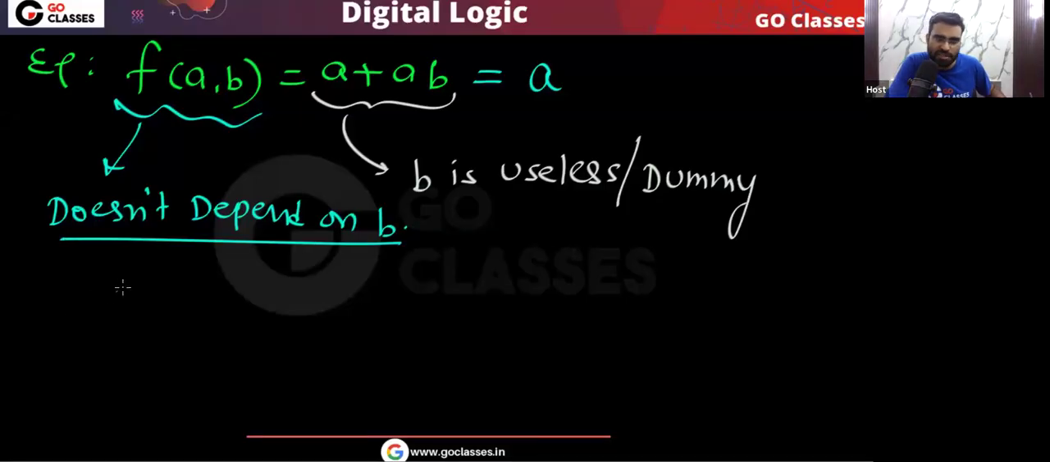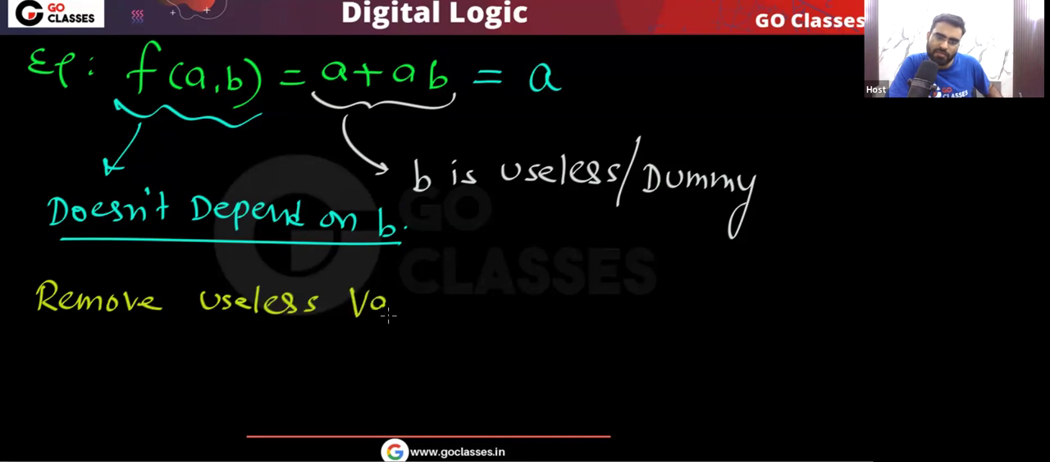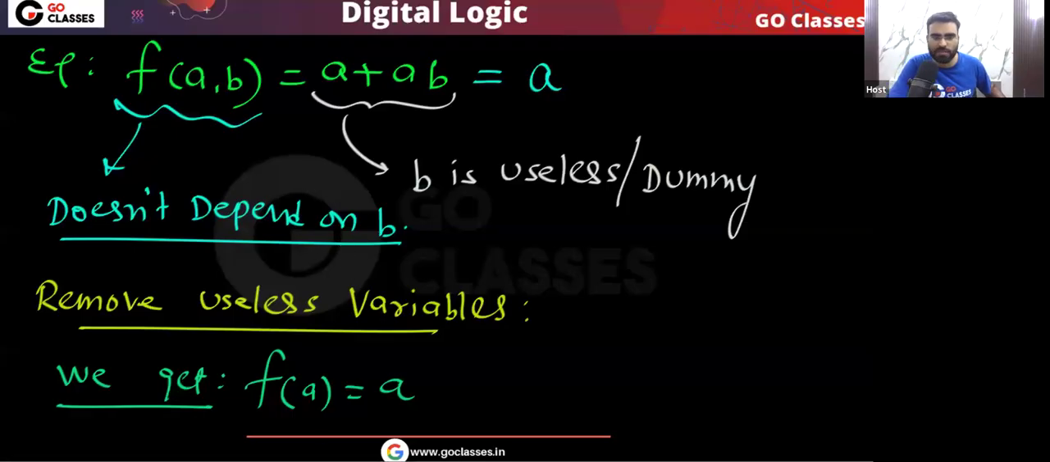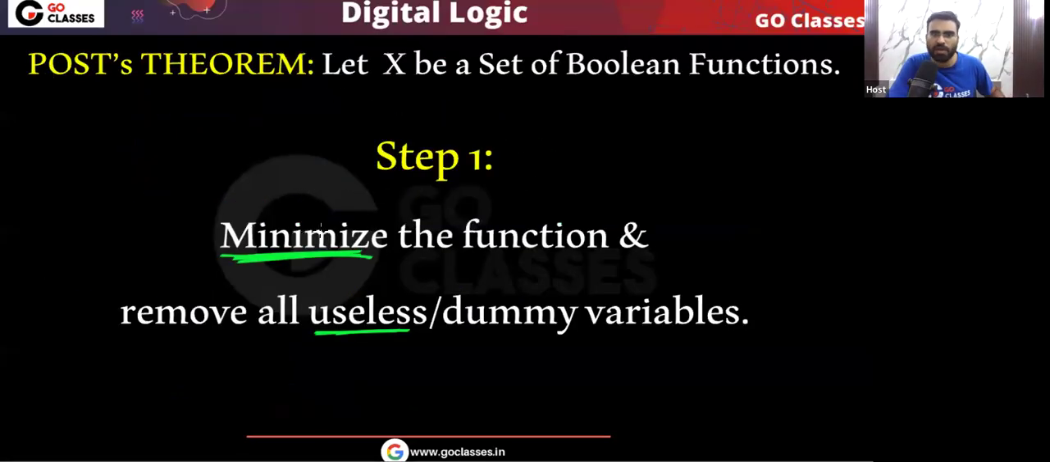So the first thing is to remove these useless variables. Is this clear? After removing the useless variables, what are we getting? Now we are getting only f(a) equal to a. This is what we get. Yes or no? So remove useless variables. Very simple point. So this is step one. Is this clear?